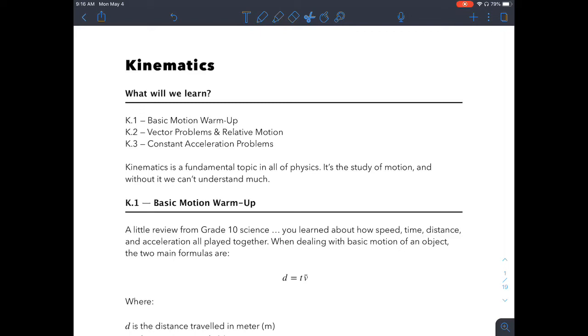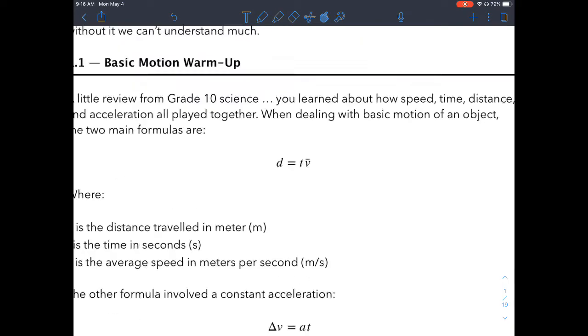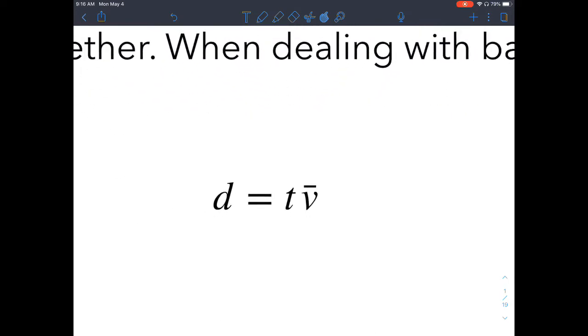To start our unit on kinematics, we're going to start with a basic motion warm-up to just review the couple formulas that you learned in grade 10 science. So the first formula that you would have learned is distance equals time times velocity.